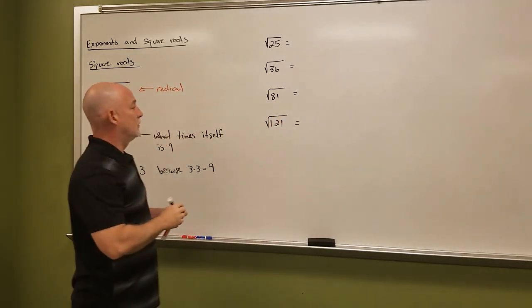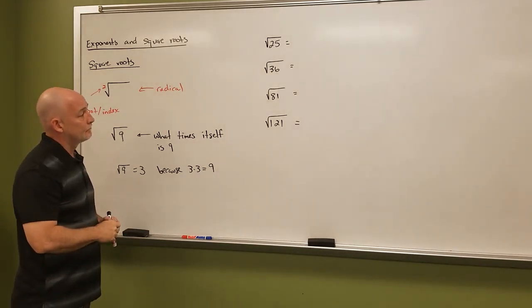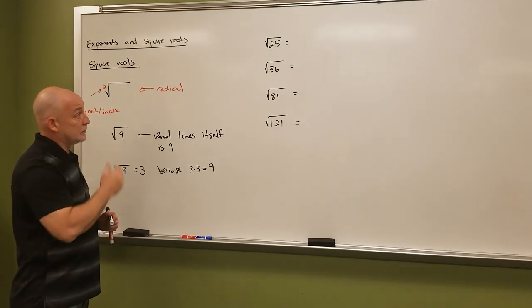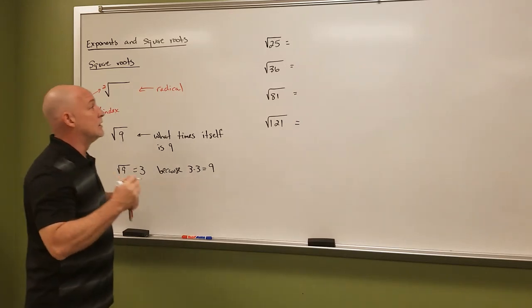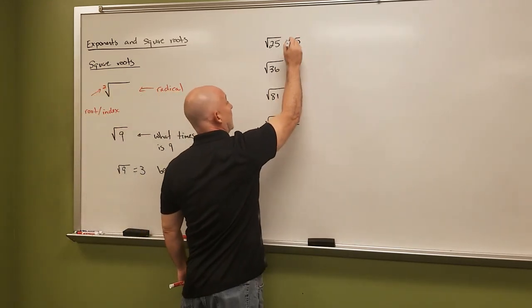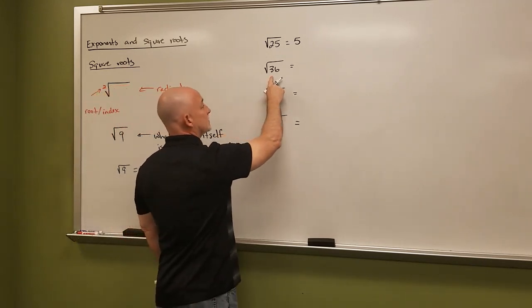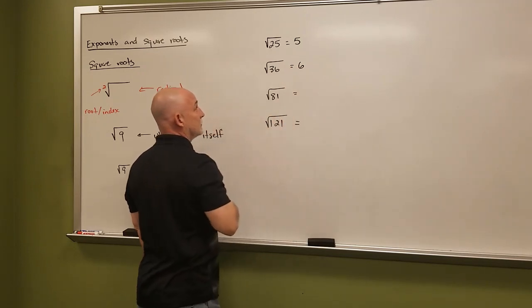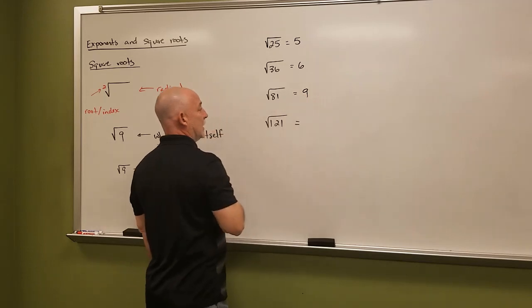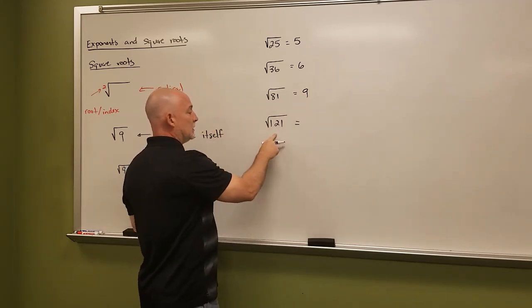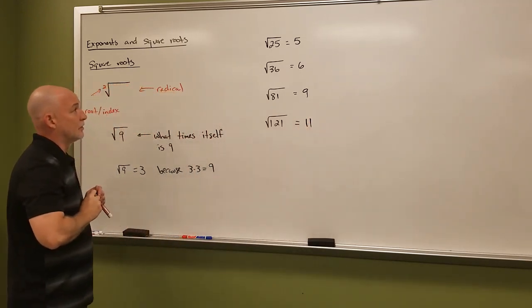All right, go. Try those 4 there. See if you can figure out what the square roots of each one of those are. All right, so let's see. Square root of 25, that says what times itself is 25? Well, the answer would be 5, right? Because 5 times 5 is 25. Square root of 36 is, well, 6, because 6 times 6 is 36. Square root of 81 is 9, because 9 times 9 is 81. And the square root of 121 would be 11, because 11 times 11 is 121.